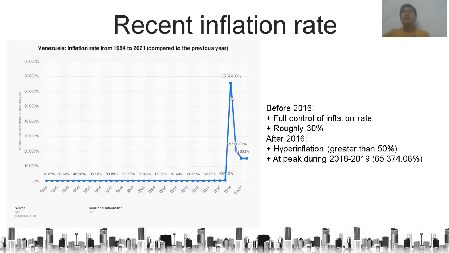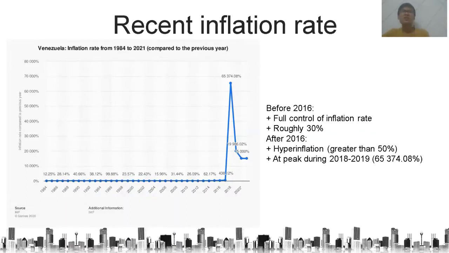First of all, in the late 20th and early 21st century, Venezuela fully controlled the inflation rate, which was roughly about 30% after all. But from 2016 to nowadays, the inflation rate skyrocketed to over 6,000% in 2019.